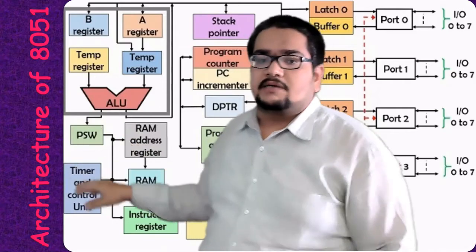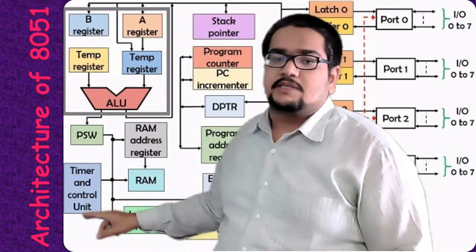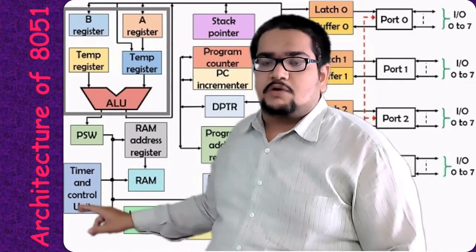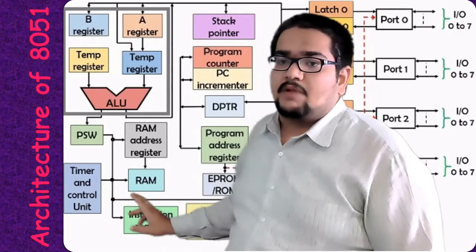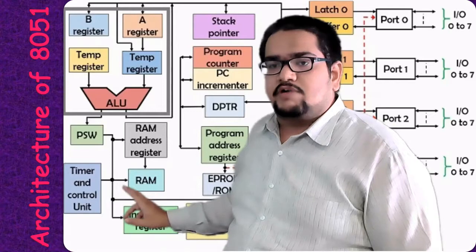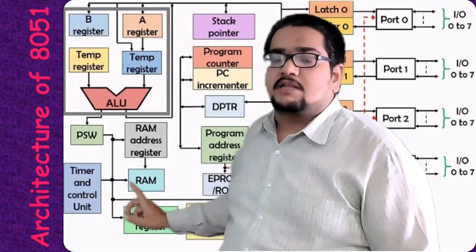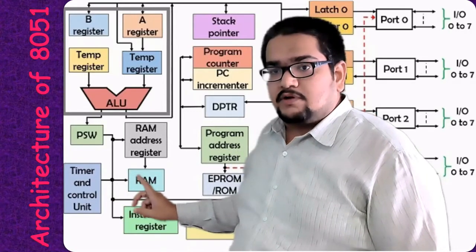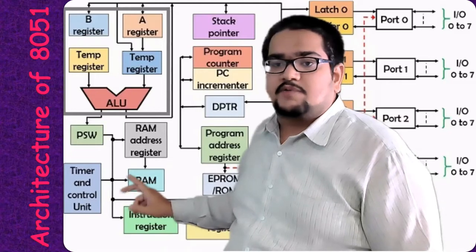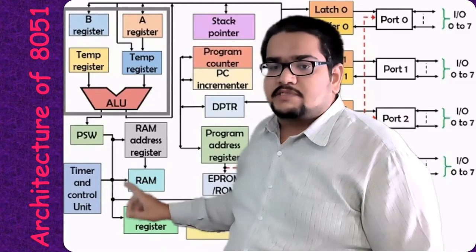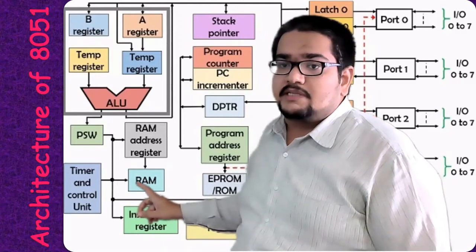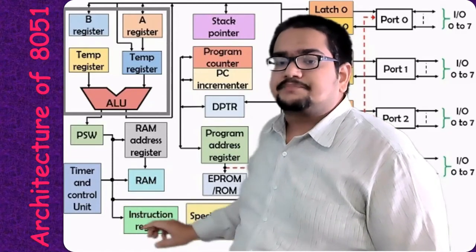We have a complete control unit, the CU, which takes care of all the controlling signals for all the different modules of the 8051. And here is the RAM. About the RAM, we have 128 bytes of data RAM. Apart from that, another 128 bytes of space is allocated to the different registers, the special function registers, the stack memory, and all. We will check that while talking about the memory organization in 8051.